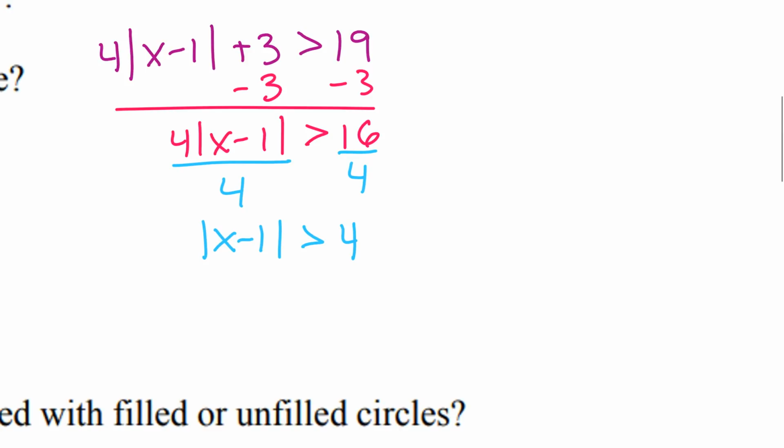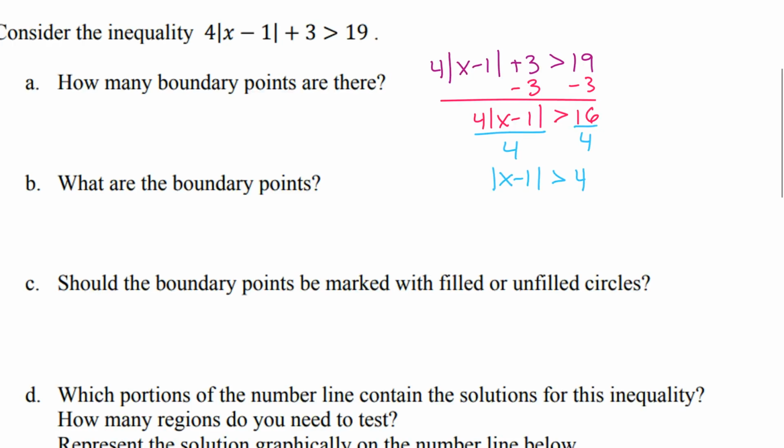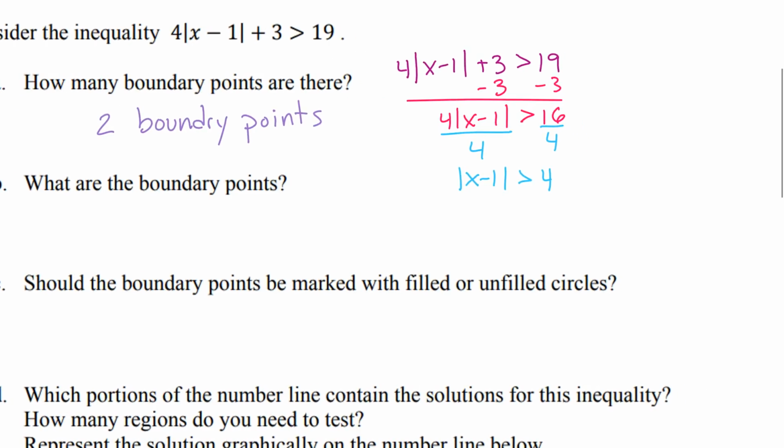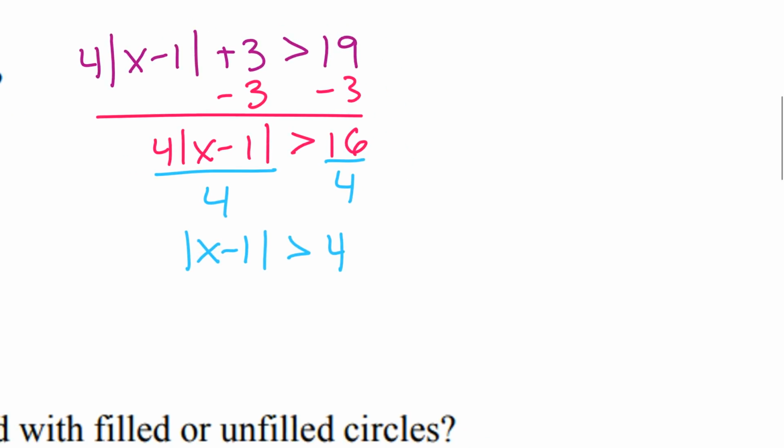Looking at this, how many boundary points am I going to have? Right. So another word for a solution is a boundary point. When you're dealing with inequalities, it's going to be a point on your number line. So here, because it is a +4, you have 2 boundary points. So now it's asking, what are the boundary points? That just wants us now to solve this. So what do I do from here?